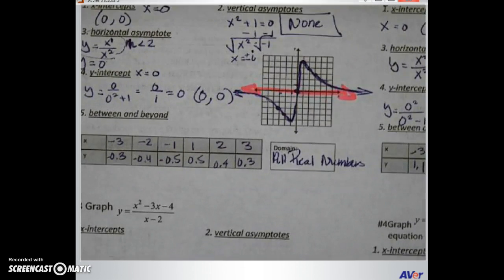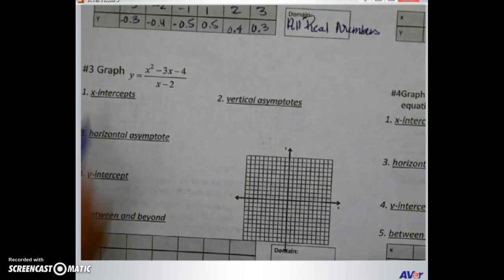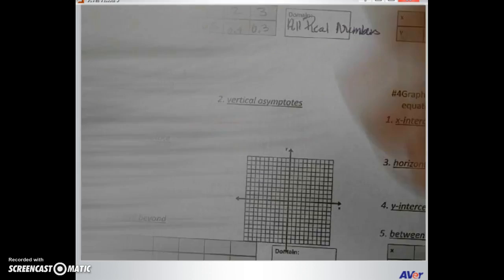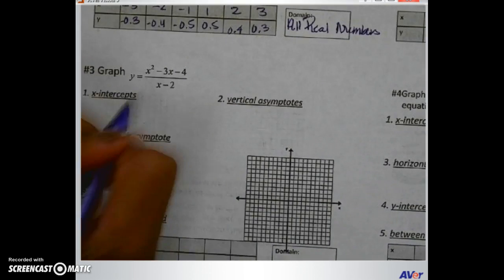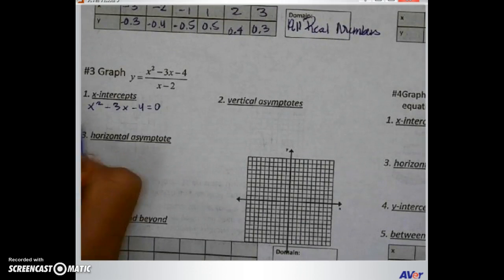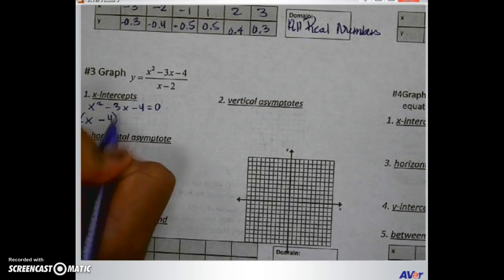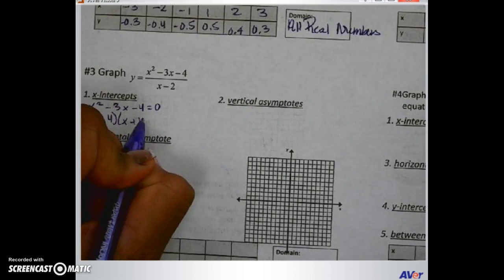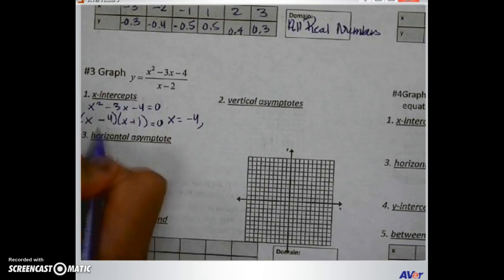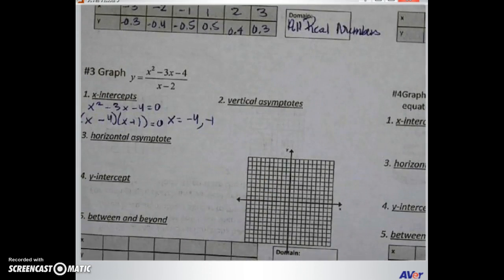We're going to follow our steps one more time. X-intercept, we're going to set what equal to 0? We're going to set the numerator equal to 0 one more time. So we have x squared minus 3x minus 4 equals 0. You can trust me to factor.